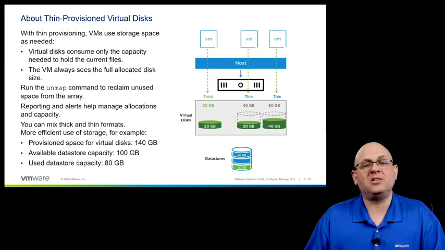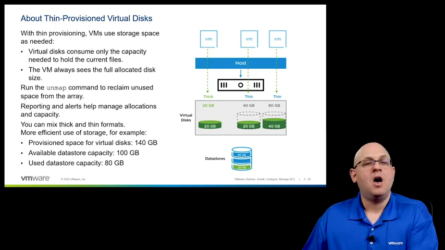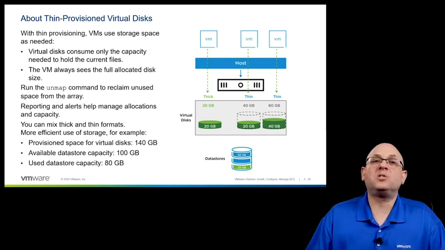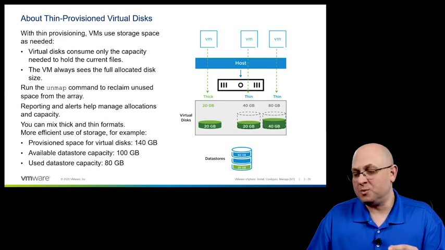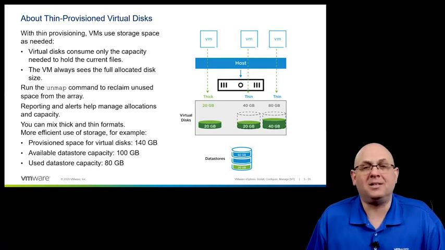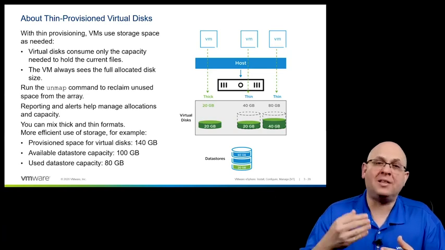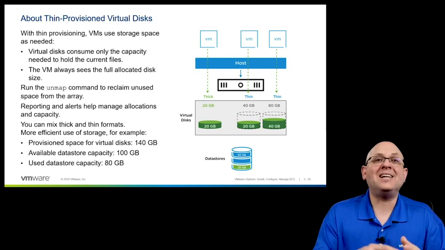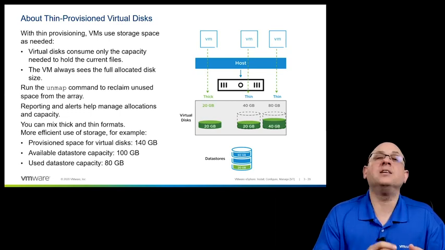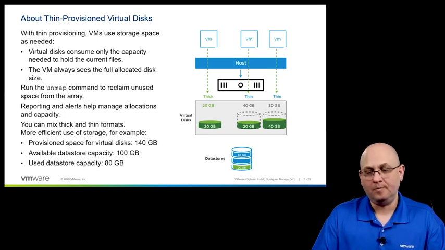Now, in a thin provisioned virtual disk, we do not pre-allocate the blocks. A 100 gigabyte thin provision disk will start out with a very small disk descriptor and 64 kilobytes of data. And then as we begin to write to that thin provision disk, that VMDK file itself will begin to inflate and consume disk space with the data that we've now written.